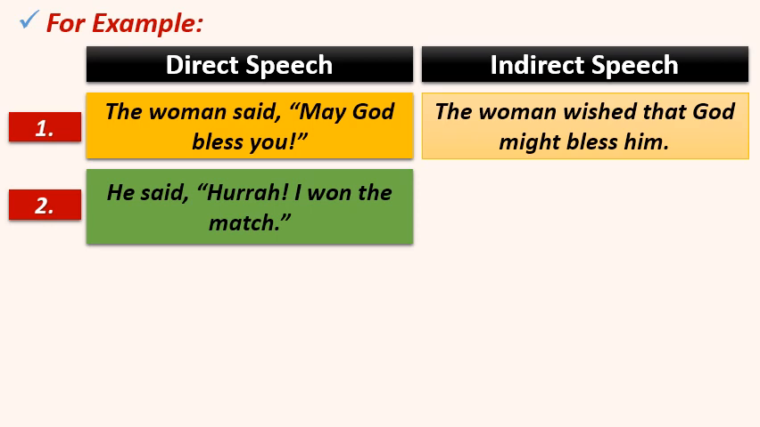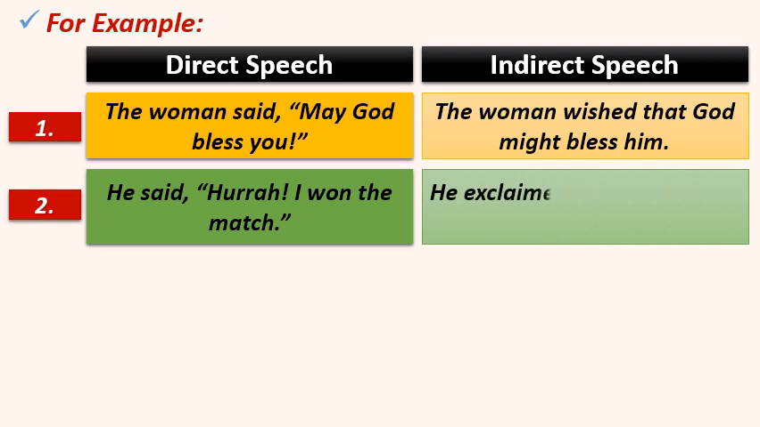So if the direct speech is just like the structure subject plus reporting verb plus reported speech, then when you convert it into indirect speech, the structure will be subject plus exclaimed with appropriate word plus that plus reported speech. So the sentence will be, he exclaimed with joy that he had won the match. Same with other examples also.